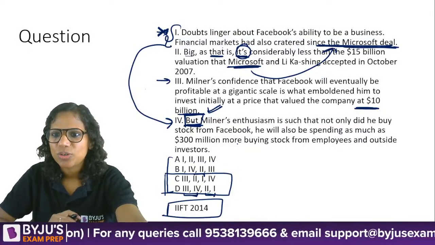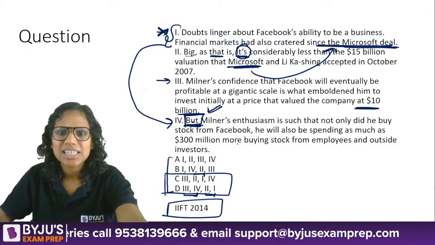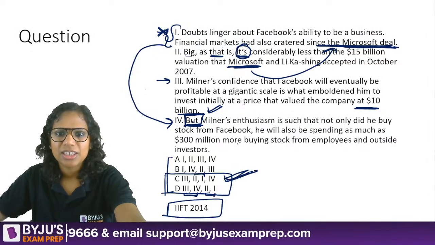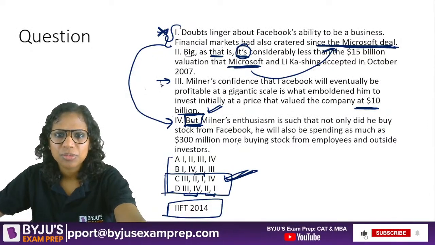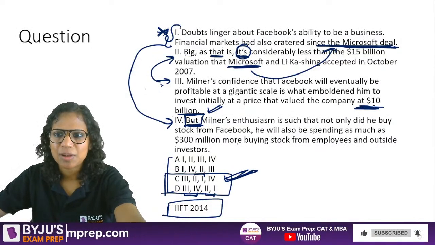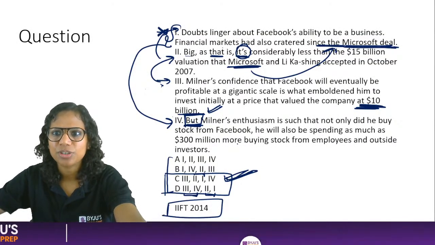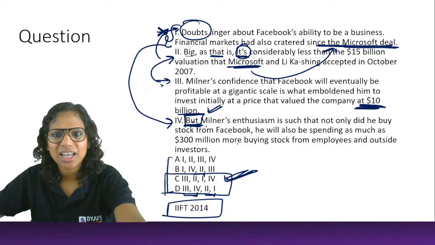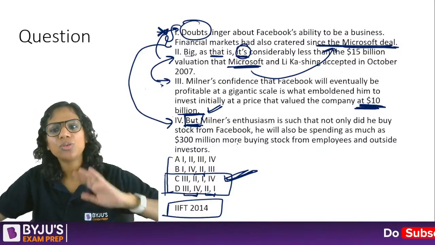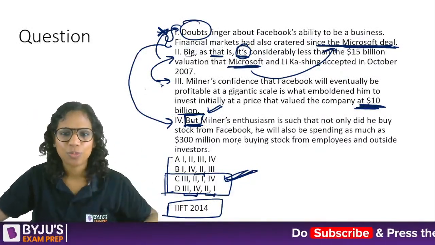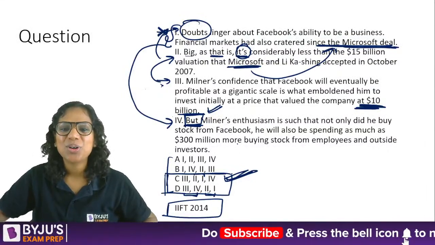Okay, so I hope this is clear to you. Why? C is the answer. 3, then 2, because "big as that" refers to this sum of money. Then 1. After the Microsoft deal, there are doubts. And lastly, even though there are doubts, Milner's enthusiasm is top notch, right? So 3, 2, 1, 4.